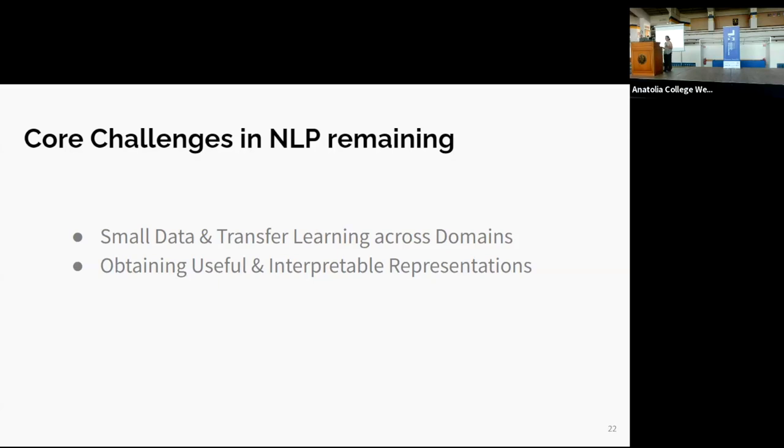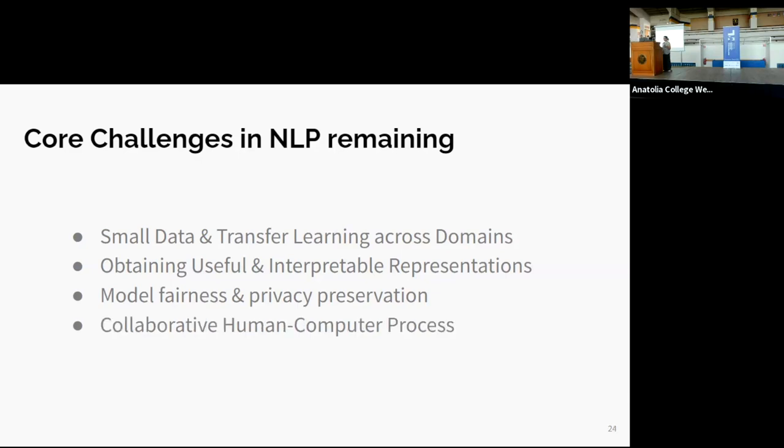Interpretation is a big issue. How do we learn these representations of language, but also obtain representations that are interpretable? And how do we make sure that we can justify decisions made by language models? How do we deal with model fairness, and how do we preserve privacy? These are all issues we're still very much working on.